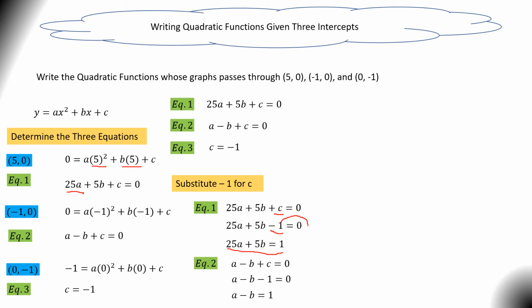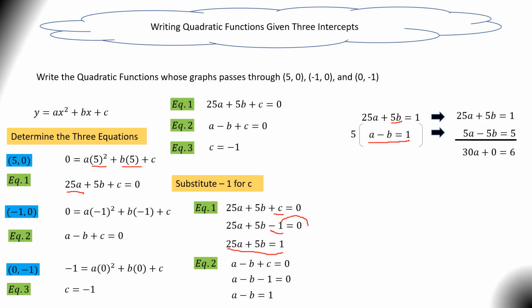Ganon din po yung sa equation 2. So, a minus b is equal to 1. Ayan po. Dahil napansin natin na yung numerical coefficient ng a at b sa equation 1 and 2 ay not the same. So, para po maging same, hahanap tayo. Pwedeng a at b ang gamitin natin. Dahil mas madali dito, gamitin natin yung b. So, multiply natin ito ng 5 para maging same ang numerical coefficient ni b. So, 25a plus 5b is equal to 1. At 5 times a is 5a. Then, 5 times negative b is negative 5b. Then, 5 times 1 is 5.